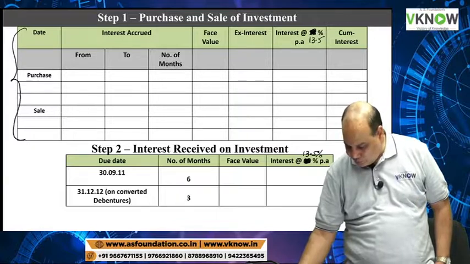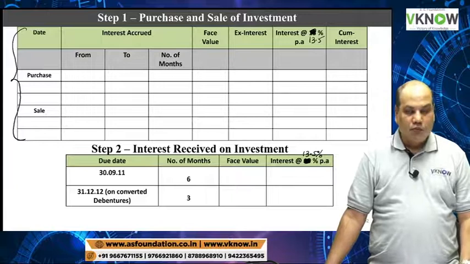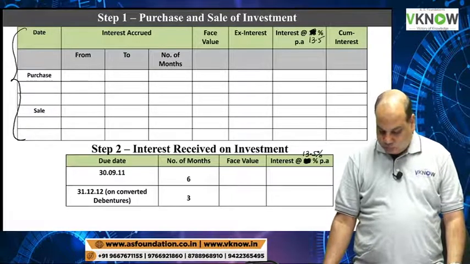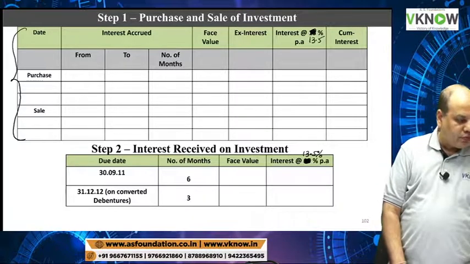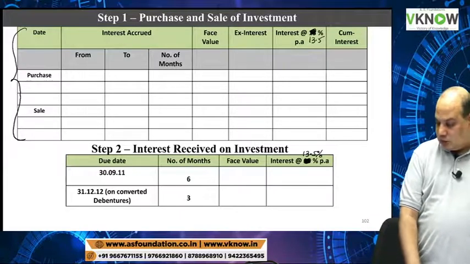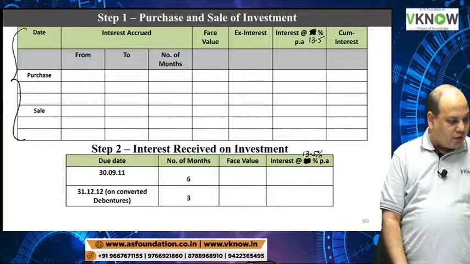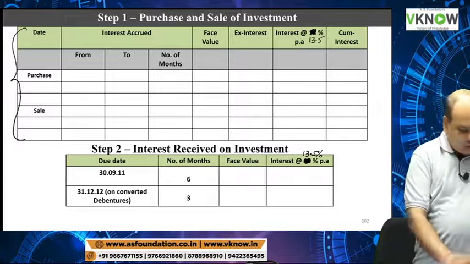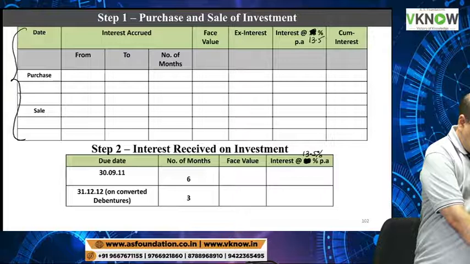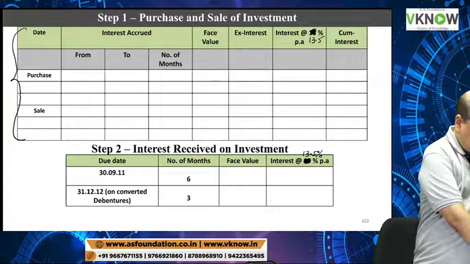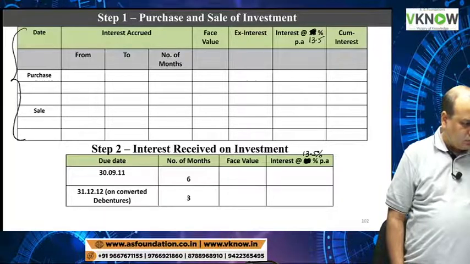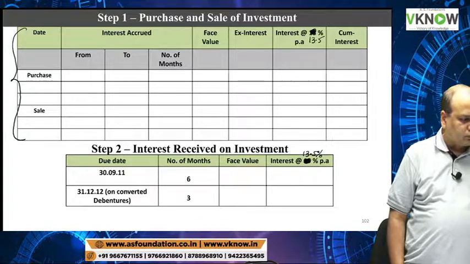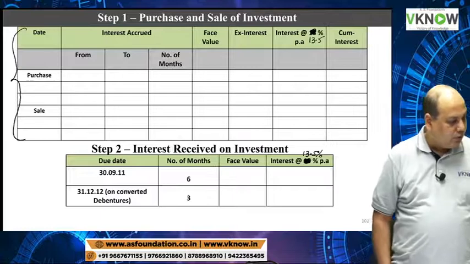This time the interest rate is 13.5%. Date, interest accrued from, to, number of months, then face value, into interest rate, interest at the rate of 13.5%, cum-interest amount. Format is ready.